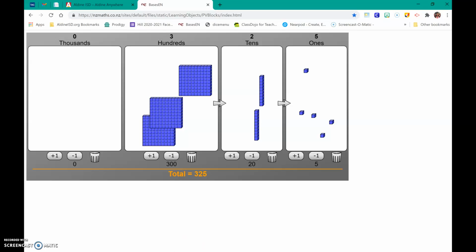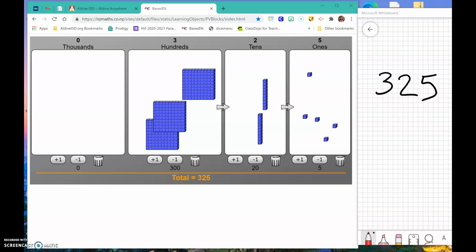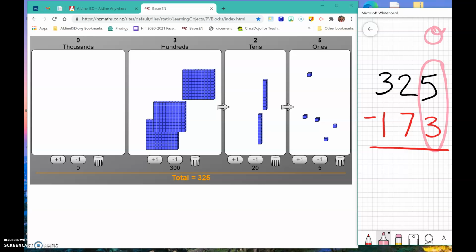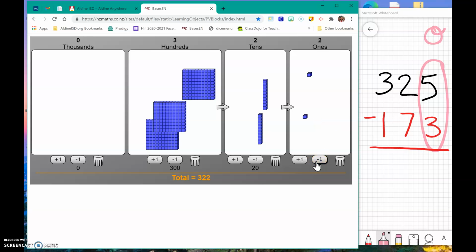So cuando voy a restar, let's say I want to subtract, so I'm gonna go ahead and make my second screen to show what I'm doing. Okay, so again I have 325 and I'm going to subtract, let's say 173. So recuerda que first I need to start with my ones. So comienzo con las unidades, ones. So I have 5 ones and I'm gonna subtract 3. So quitar 3. Ready? 1, 2, 3. So I have 2 left.